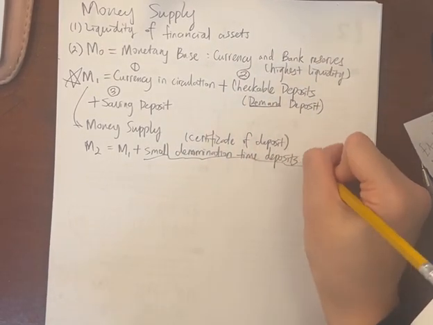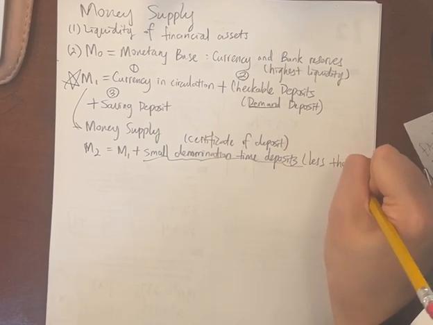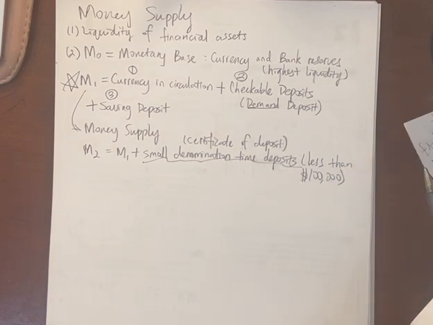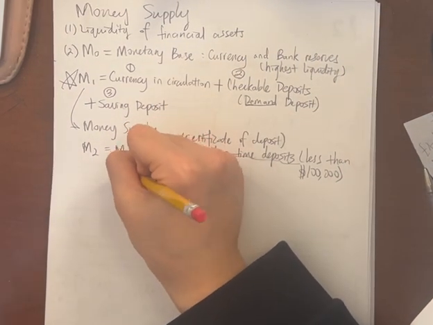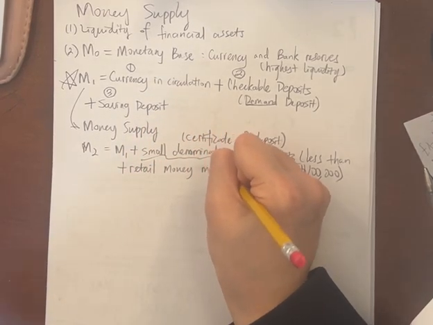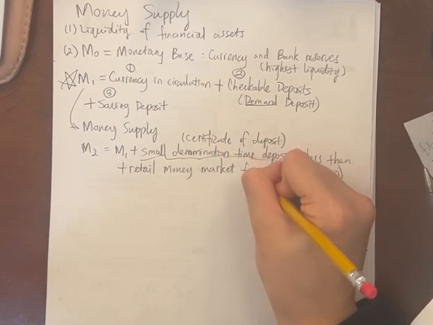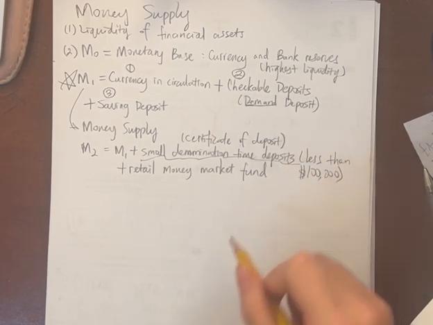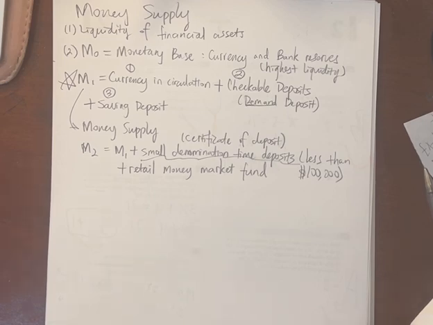And this actually means that most of the time it's less than $100,000, right? And also plus retail money market funds. Okay. This means that these things are easy to convert to M1, but they don't have the ability to immediately change to cash that we can use to exchange for goods and services. So they don't have that ability.